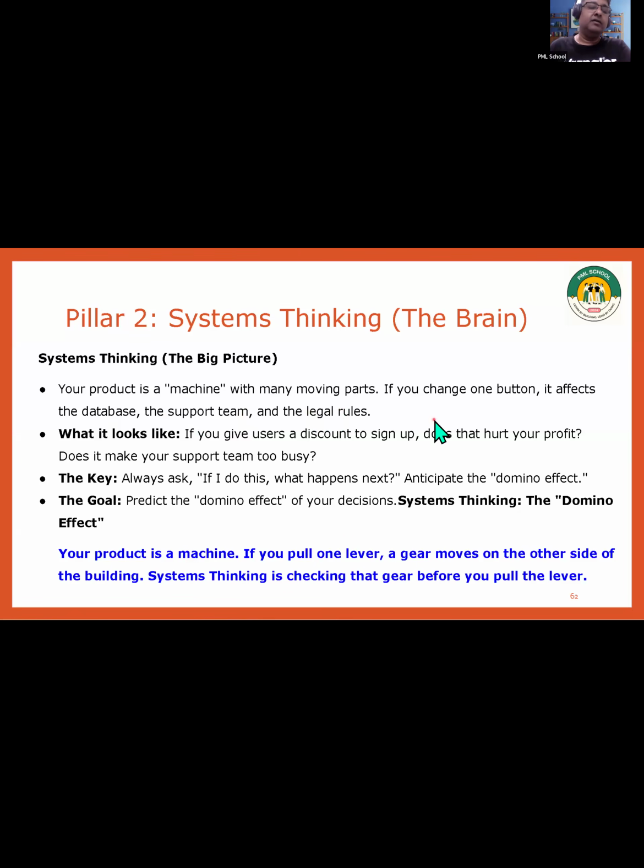So the key is always to ask, if I do this, what happens next, right? It is called the domino effect actually. You can Google the search, but the main thing is that you think of the product as a whole machine, right? If you pull one lever, other parts can change. So think before doing it, right? That is the key message here. System thinking is checking what that gear does before you pull the lever. So moving one area can impact the other area. That is all simple system thinking.